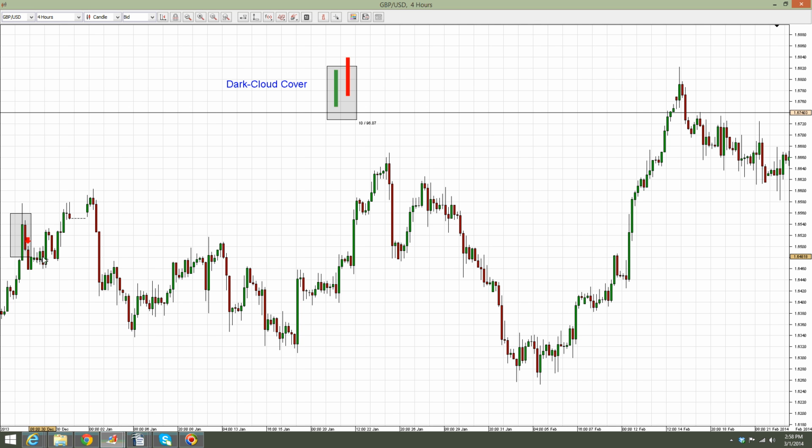Let's move on with the second part to identify more examples here on the Great Britain Pound US Dollar 4-hour chart for the dark cloud cover.